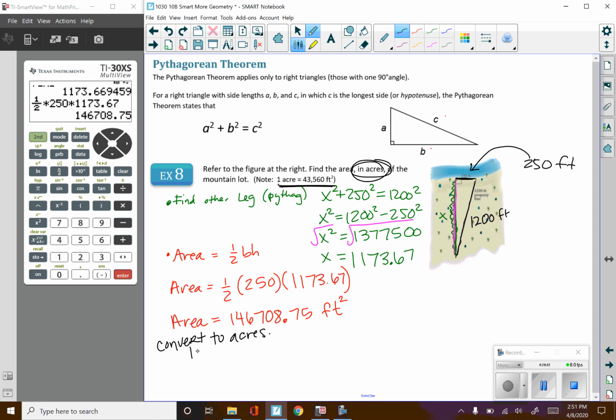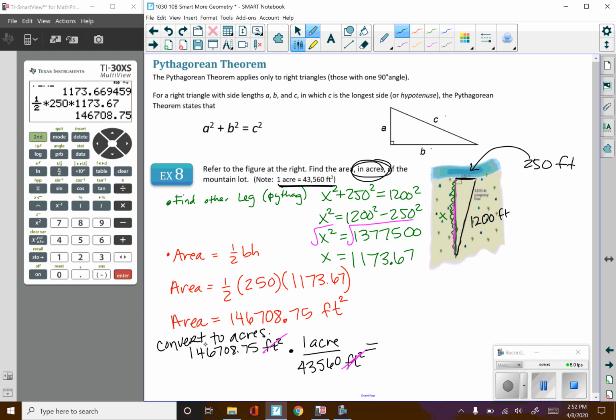So we're going to take our amount, 146,708.75 square feet, and we're going to multiply it by that conversion factor. 1 acre is the same as 43,560 square feet. So the units of square feet cancel out and we will have our acres.